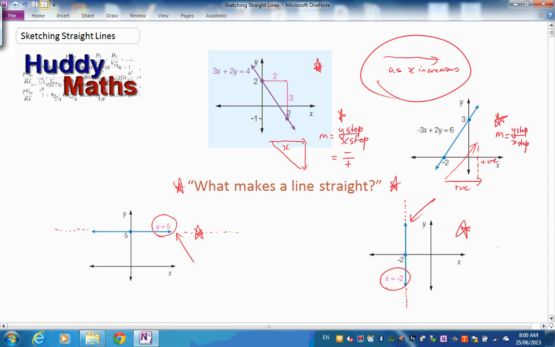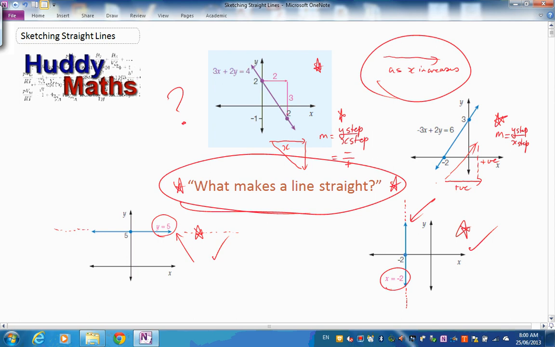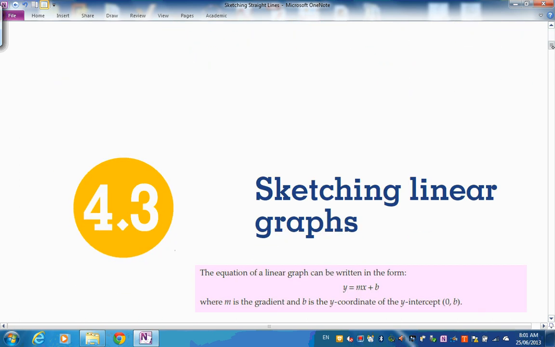But the burning question is, what is the easiest way to graph all these lines? I guess it's pretty easy to do these two. But what about these up here? Let's do it now, and to do it, I think we've got to find out, or remember, what makes a line straight. That is our central question. Okay, come down and let's have a look.